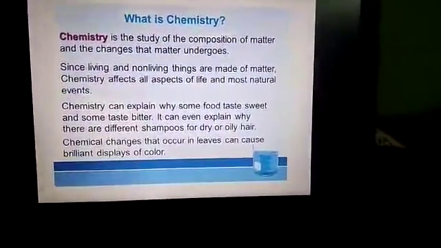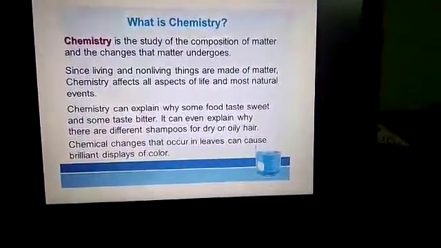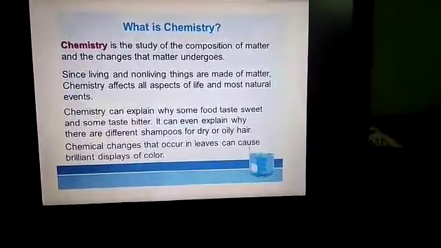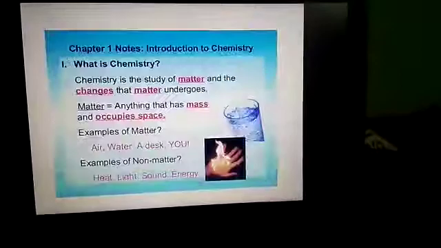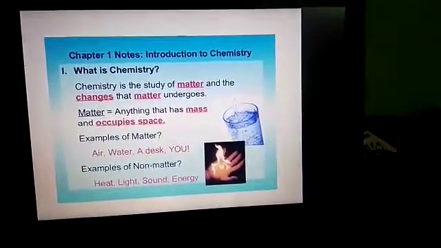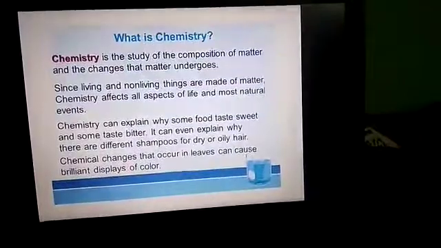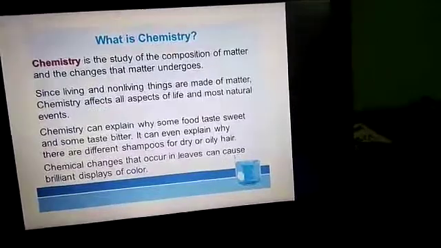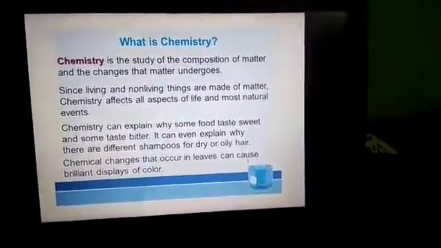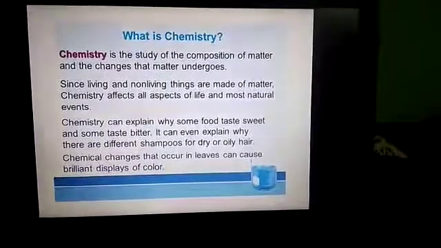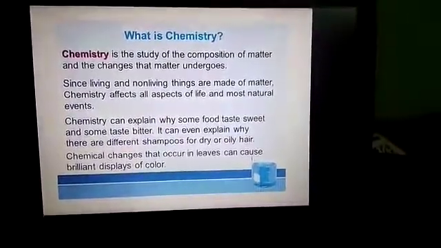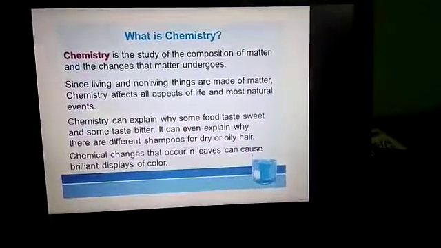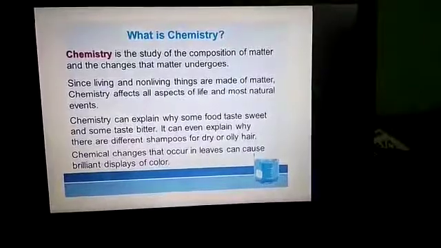Next, what is chemistry? Chemistry is the study of the composition of matter and changes that matter undergoes. So in the before slide, what we have observed, chemistry is the study of matter and the changes that matter undergoes. Here, study of matter, that is composition of matter and the changes that matter undergoes. Since living and non-living things are made up of matter, chemistry affects all aspects of life and most natural events.